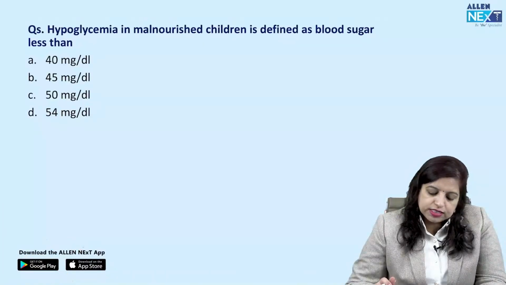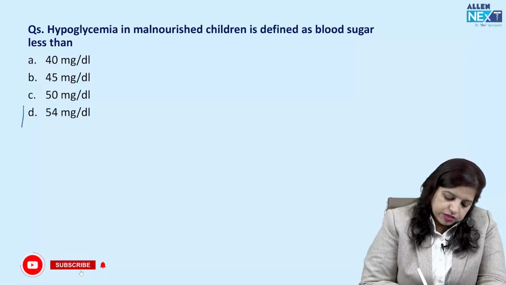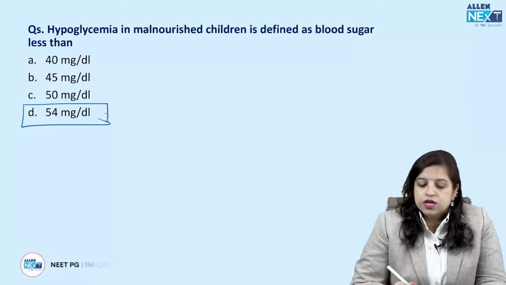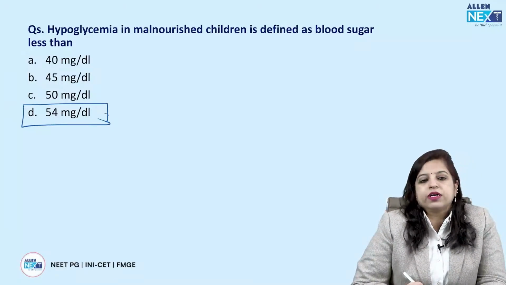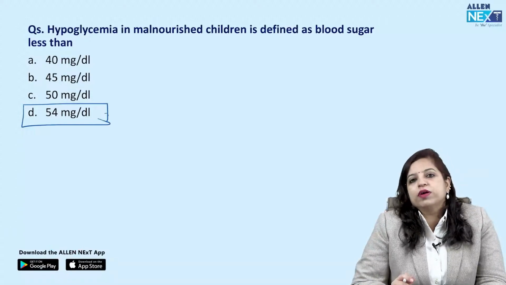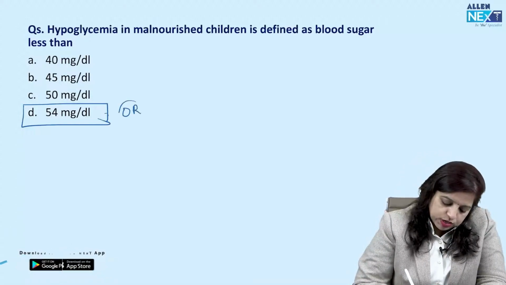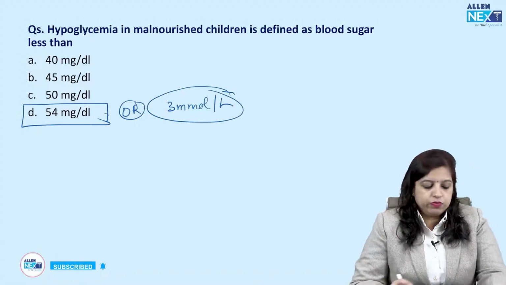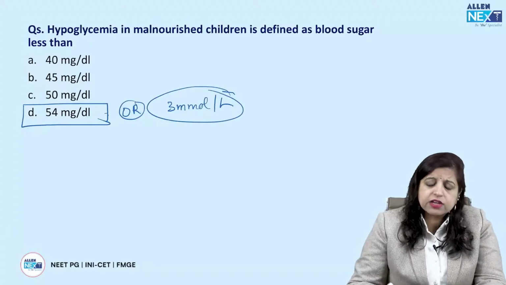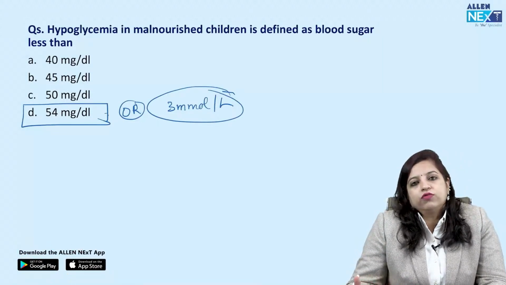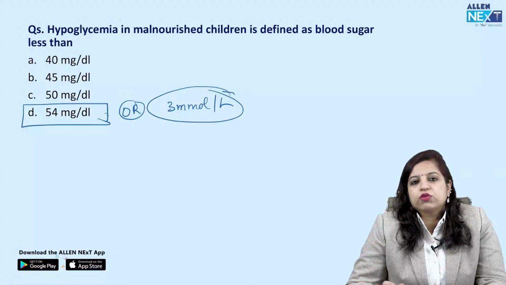Okay, then hypoglycemia in a malnourished child is defined as blood sugar less than... Yes, you have to remember this cutoff. It is 54 milligram per deciliter. Blood glucose less than 54 milligram per deciliter, or if they ask you in millimole per liter, please remember that value is 3 millimole per liter. So 3 millimole per liter, right? That is the cutoff for labeling a child as suffering from hypoglycemia or not.